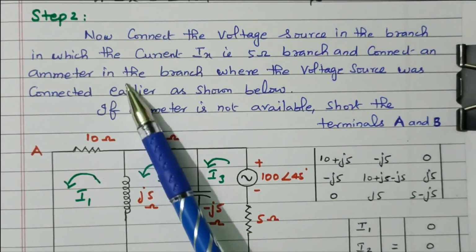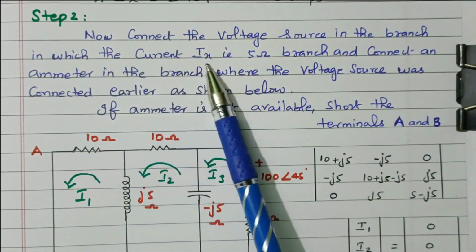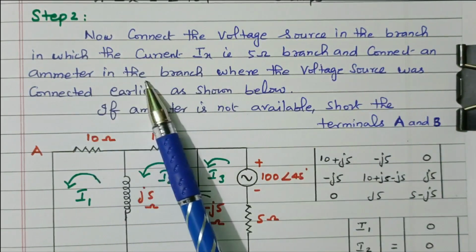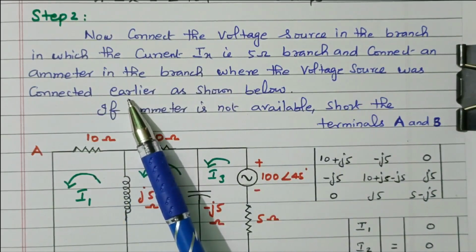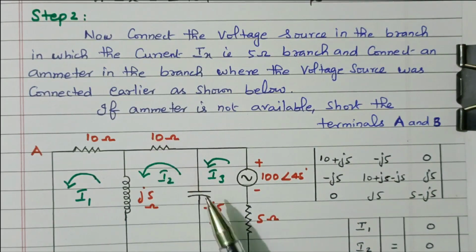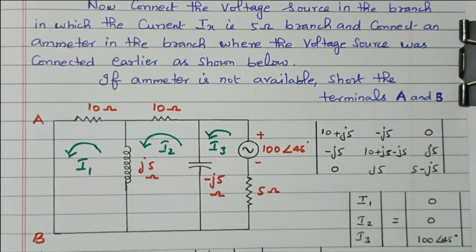So in step 2, now connect the voltage source in the branch in which the current Ix flows, that is the 5 ohm branch, and connect an ammeter in the branch where the voltage source was connected. Right? So we now interchange the voltage source from the first branch to the third branch, and we will verify that the current in the third branch will reflect in the first branch. So that is the second step.